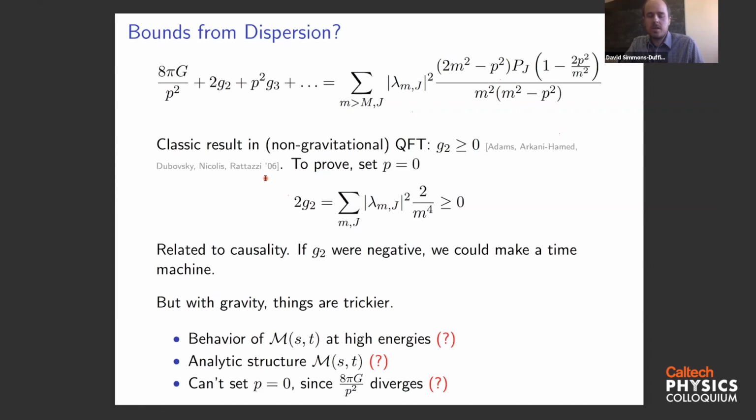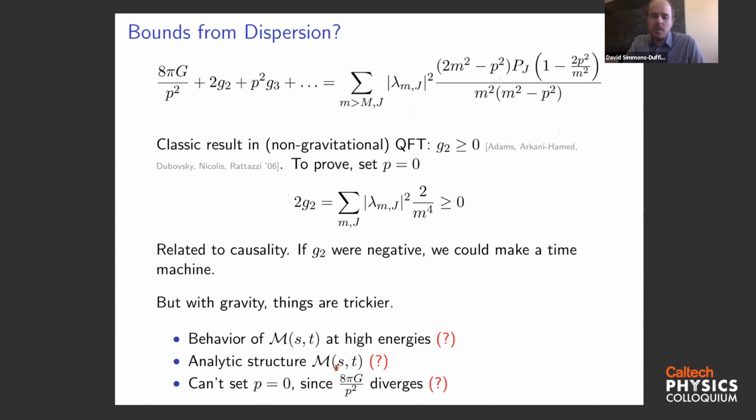It shows this dispersion relation is a more precise way of recovering these time machine arguments in this context. But if we're in a theory of gravity, things are trickier. So one is that we had these assumptions. We had to assume something about the behavior of the scattering amplitude at high energies. And another is we had to assume something about the analytic structure of the amplitude.